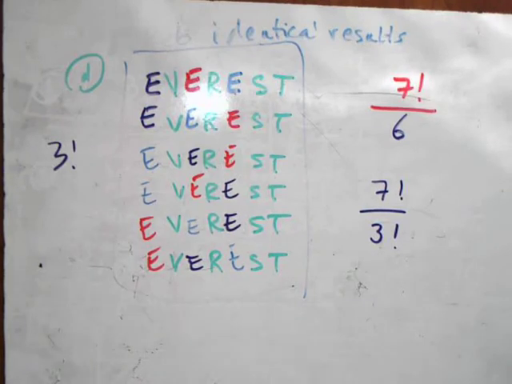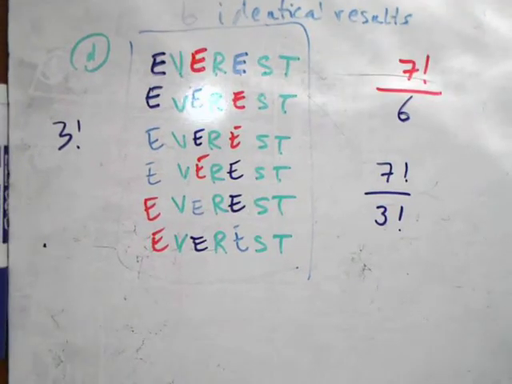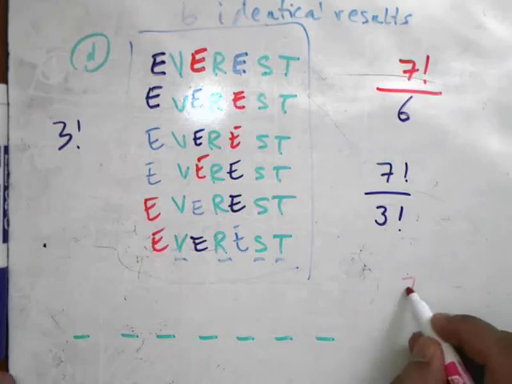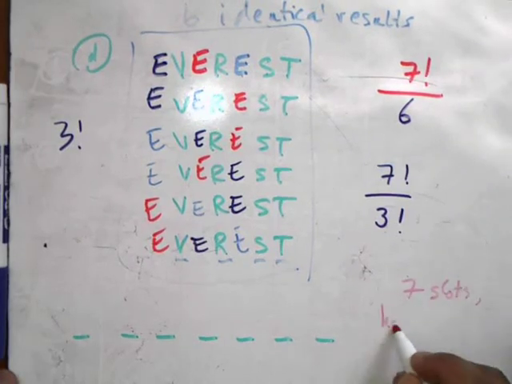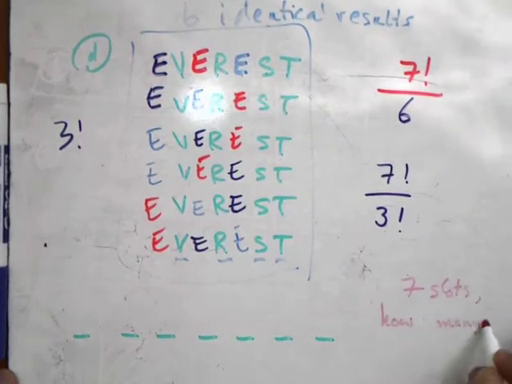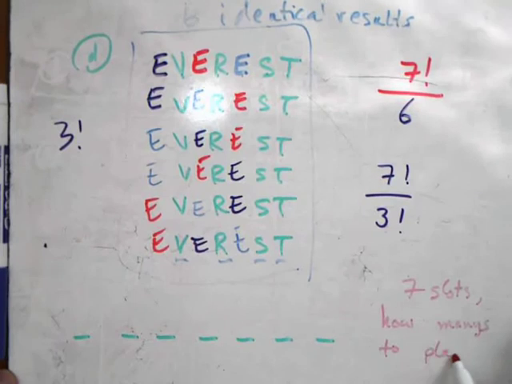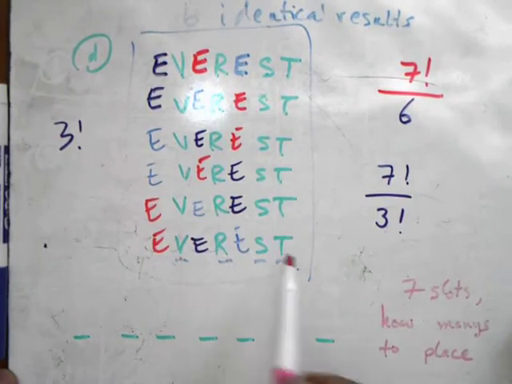And finally, I want to show you another way that we can approach this. Let's just forget about the E's. Let's just think there are 7 slots, 1, 2, 3, 4, 5, 6, 7 different slots. And I have these 4 letters, V, R, S, T. How many ways can I place them into these 7 slots? So I have 7 slots. How many ways to place 4 letters, V, R, S, T?